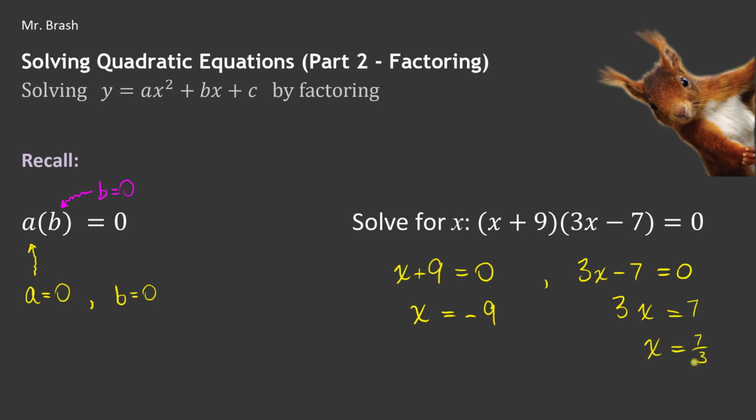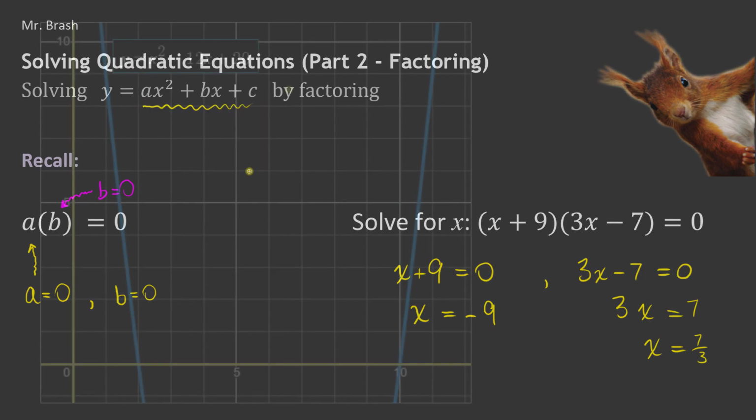What does that mean? Well, it means that if I put negative 9 in as the value of x, I get 0 in this bracket, which makes this statement true. However, if I put 7/3 into x, the second bracket becomes 0, which makes this statement true. What I'm going to be talking about today is creating this factored form when we don't have it. What can we do when we have this standard form in order to solve by factoring?